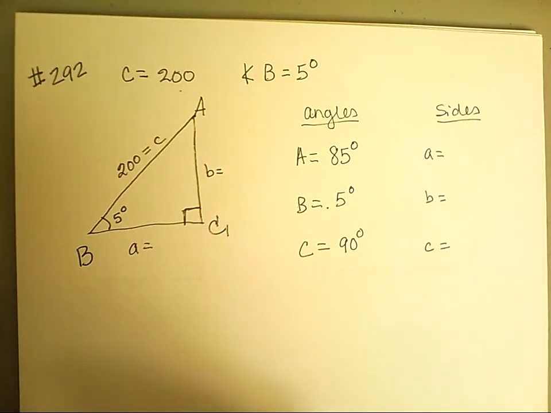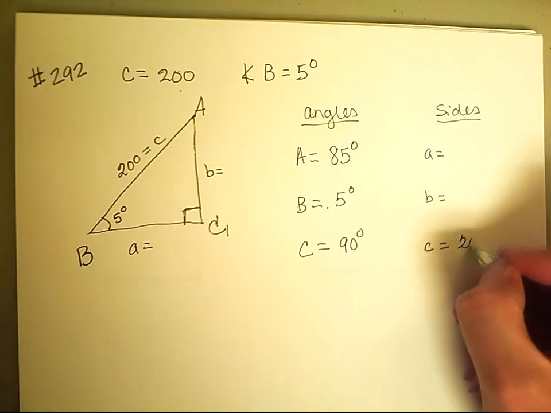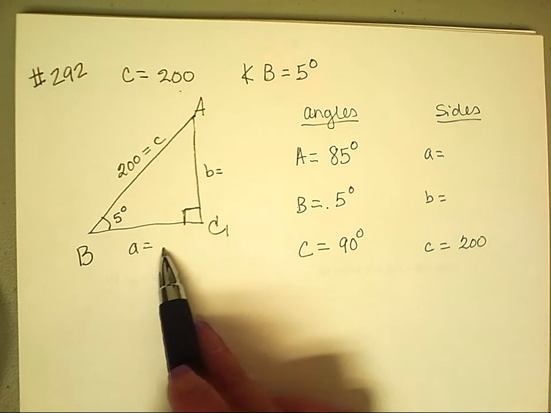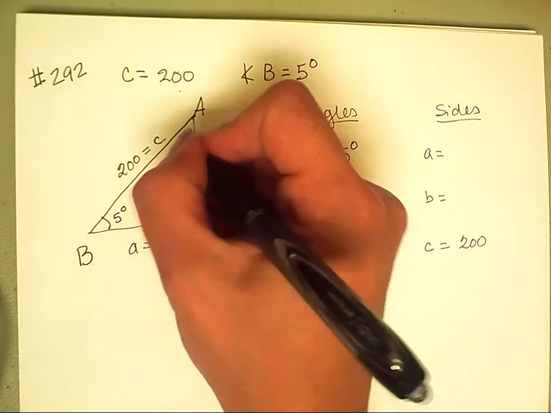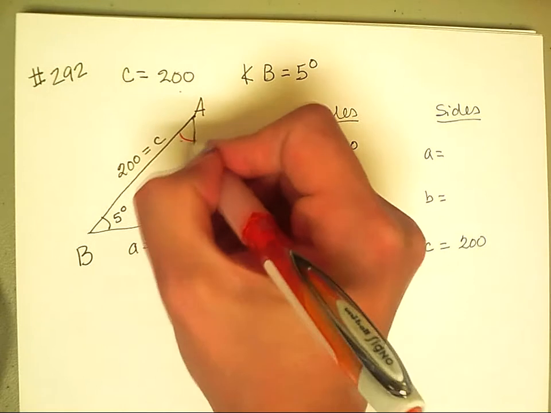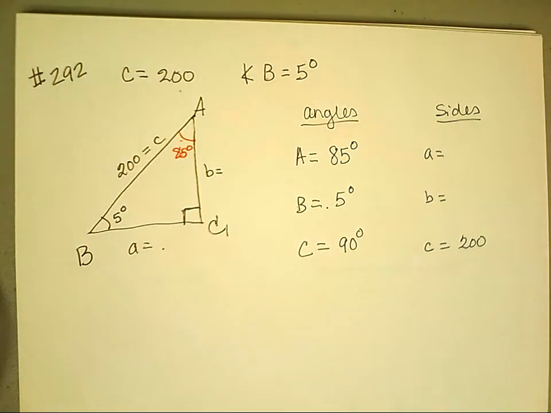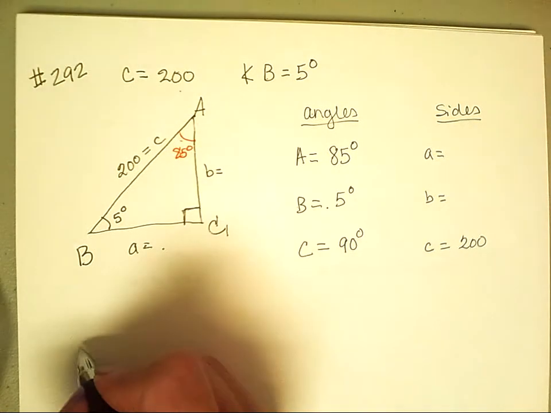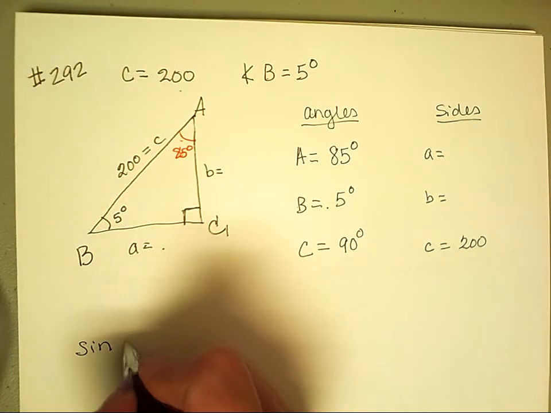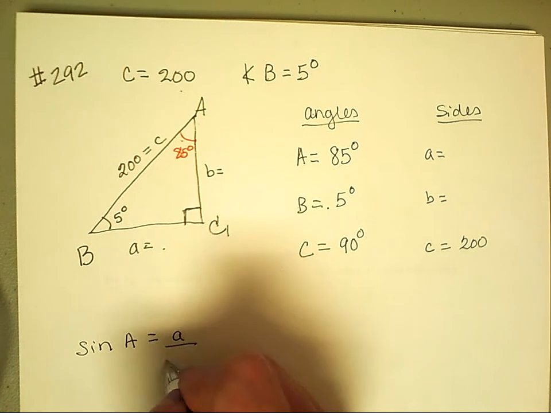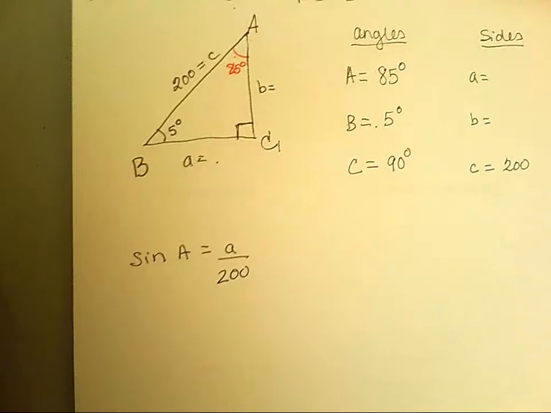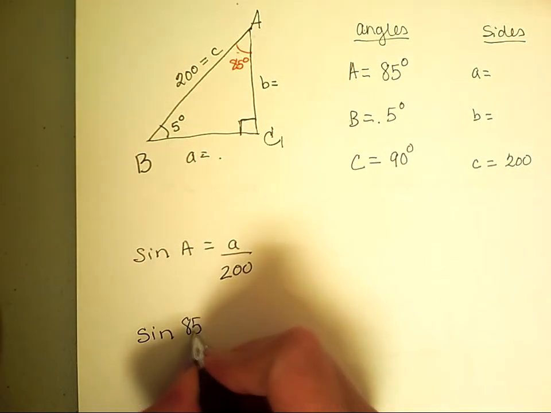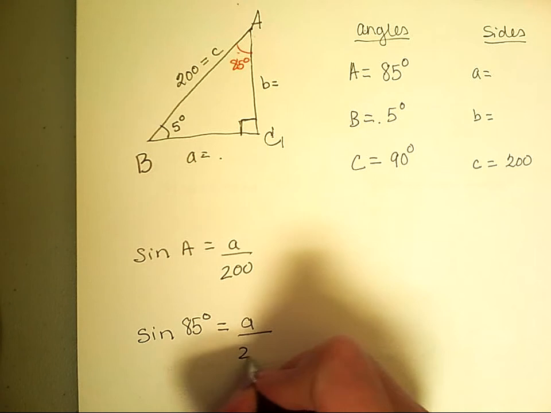Now, for little a, the only thing we know is C is equal to 200. So what is the length of this side? Well, we now know that this angle is 85. So we know that the opposite over the hypotenuse, the sine of A, is equal to little a over 200. But we know more than that. We know the sine of angle A, 85 degrees, is equal to a over 200.